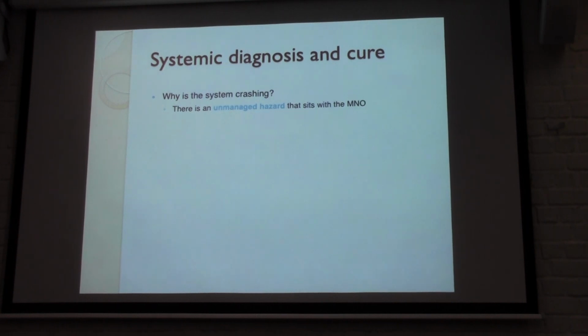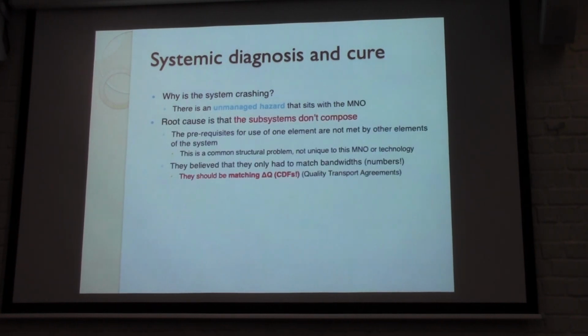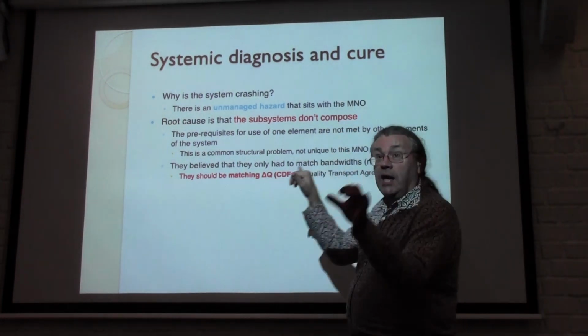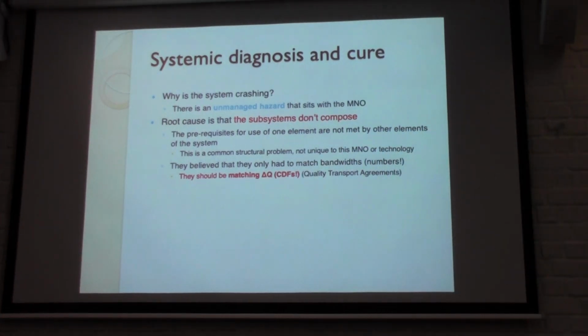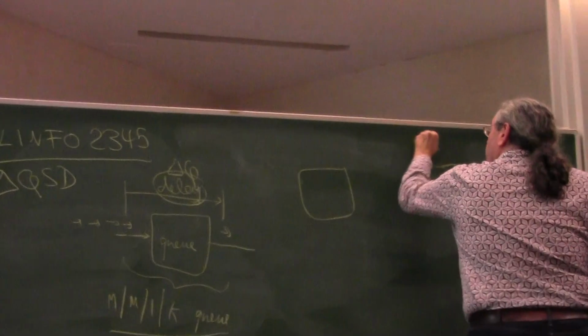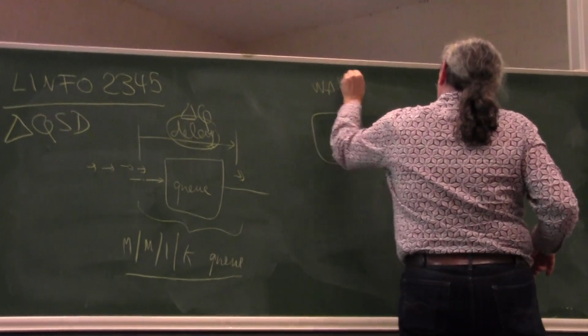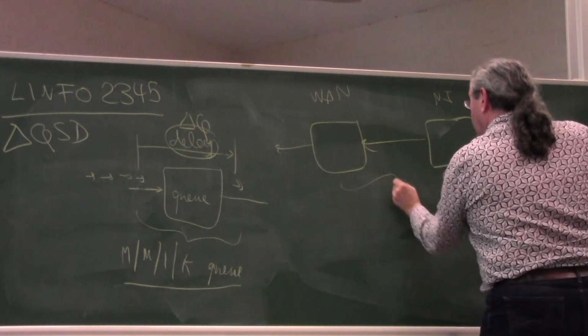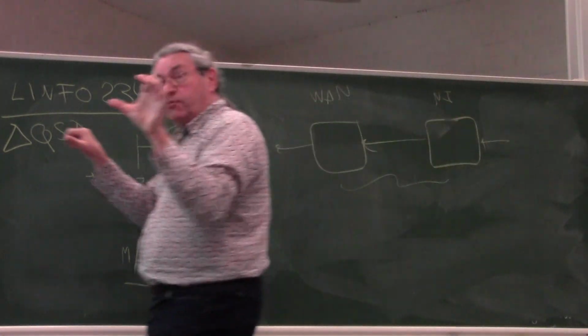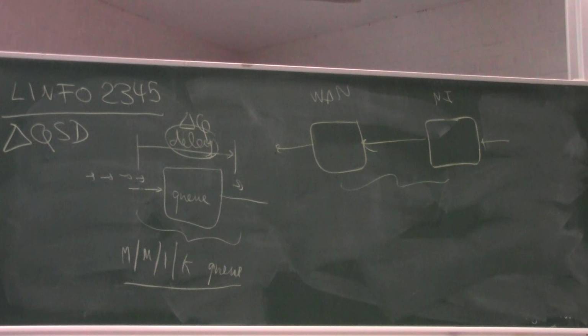In terms of delta Q, there are unmanaged hazards. The subsystems that are connected together don't compose. So basically, you are connecting two components, the national interconnect and the wholesale access network. You have two components connected together, and they should compose. That means the behavior of the connected system should be reasonable. But they're not.